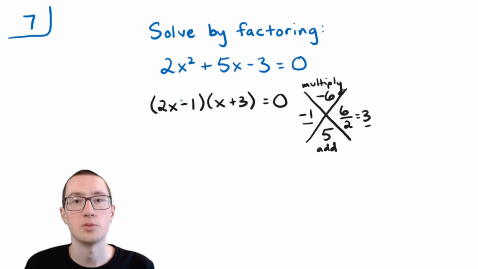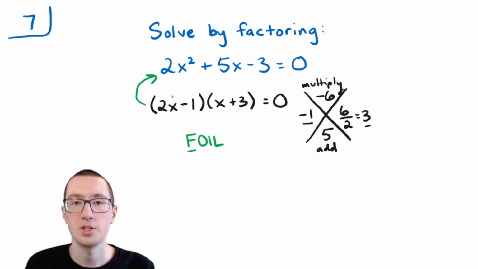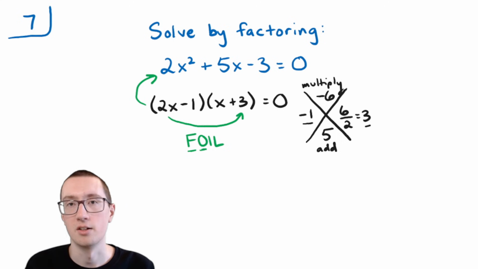And the reason that we do that is because if we were to do FOIL, which is how you go from this back to this, we have to follow the steps of FOIL. So first is F, which is first, and that would be 2x times x. That's why we did this in the first place, to get 2x squared. But then you have to do outer, and outer is the outer ones here. So 2x times 3. So that is why we do the opposite parentheses, because in FOIL, we have to multiply the outer ones, and we get 2x times 3.